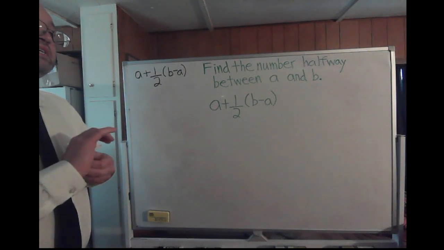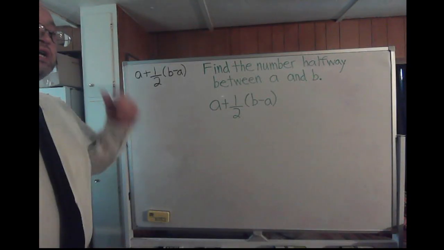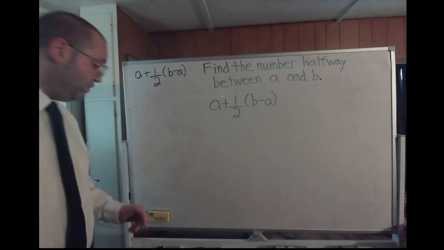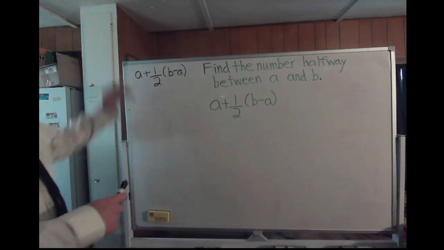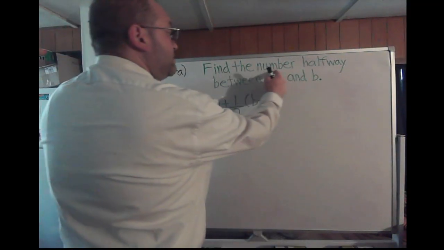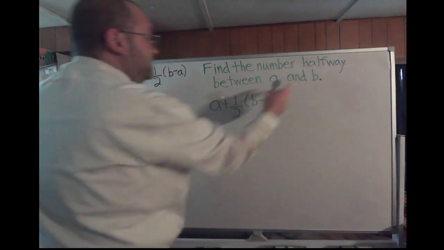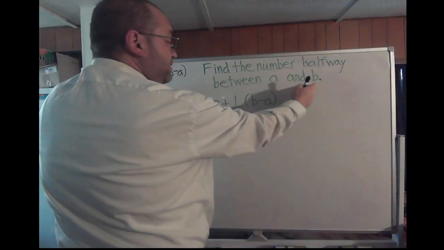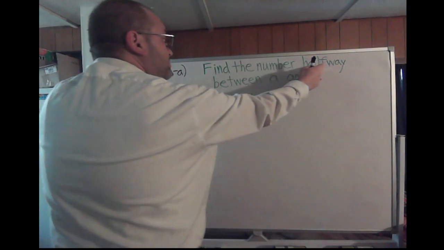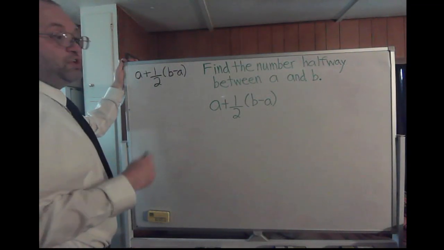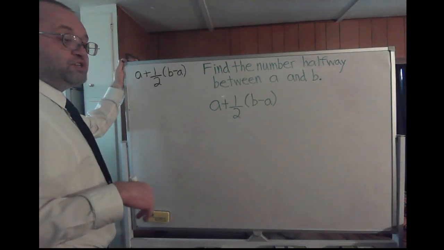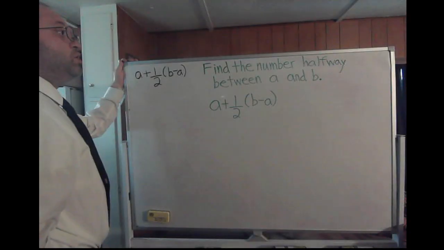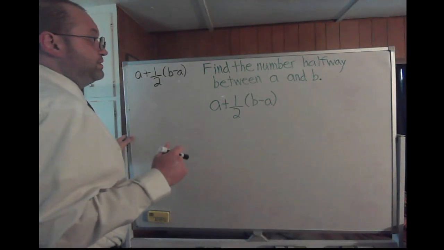So today we are going to find specific values between numbers. So what do I mean by that? Say you're given a problem of find the number halfway between A and B. So you have some arbitrary number A and then another number B. You're being asked to find the number halfway between them. You may even be asked to find the number a third of the way between them, a quarter of the way between them, 3/4 of the way between them. Well, there is a formula for that.